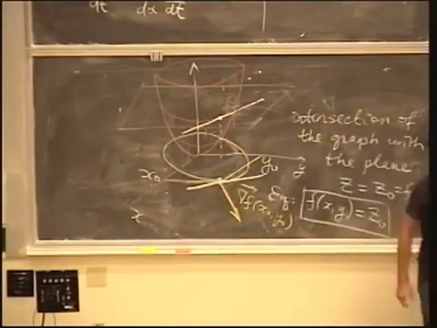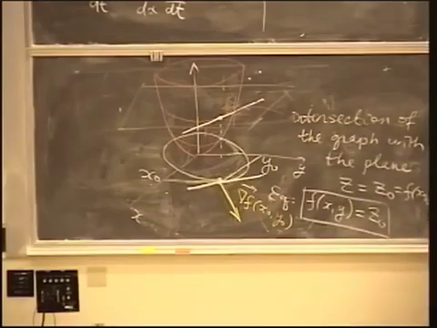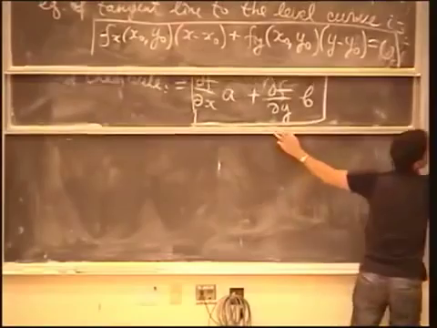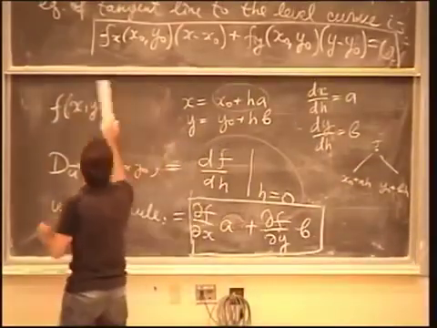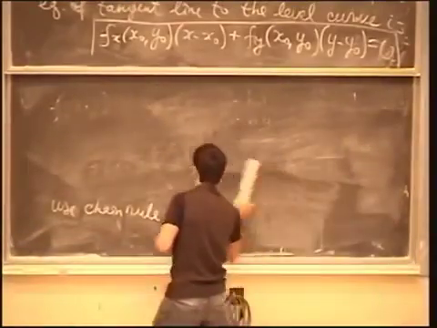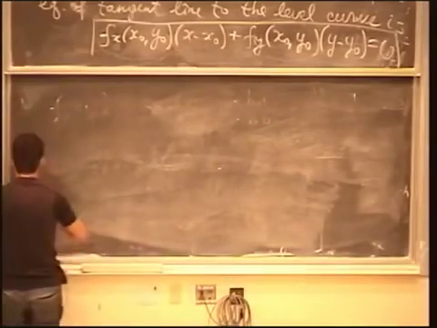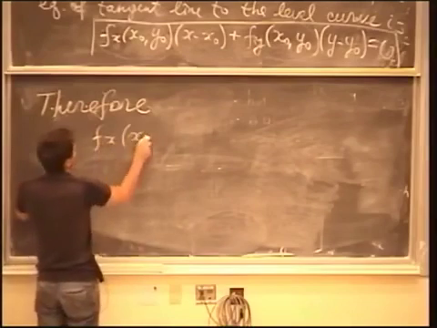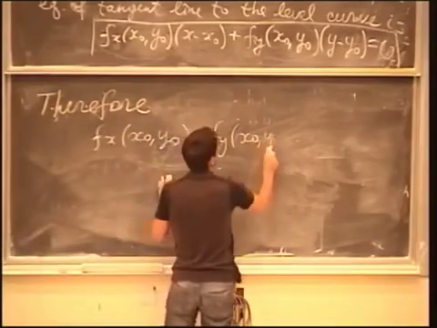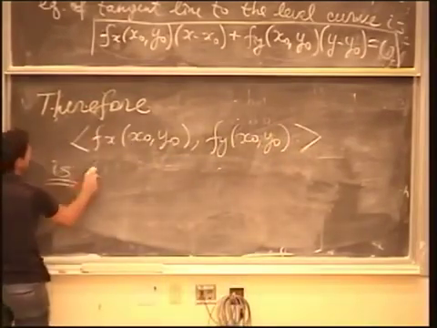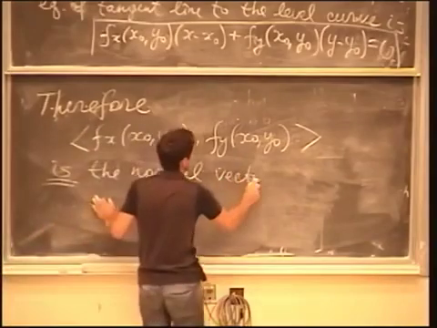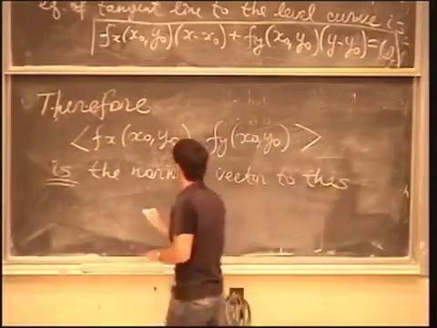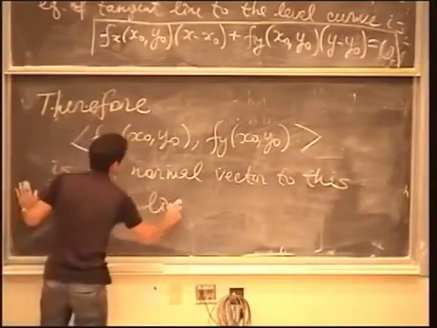Okay? But now this equation is very suggestive because this equation is just like the equations of planes that we're used to writing, right? So I claim that this equation precisely means that this is a normal vector to this line. So, therefore, this is the normal vector to the tangent line, to this tangent line, which is illustrated by this picture.